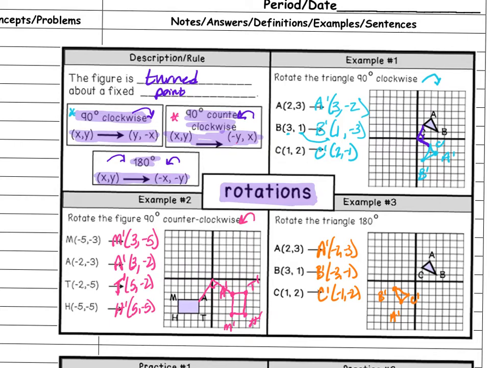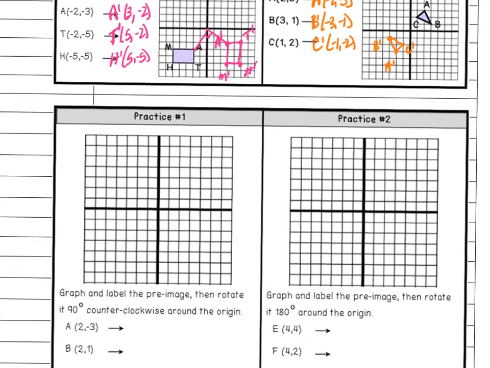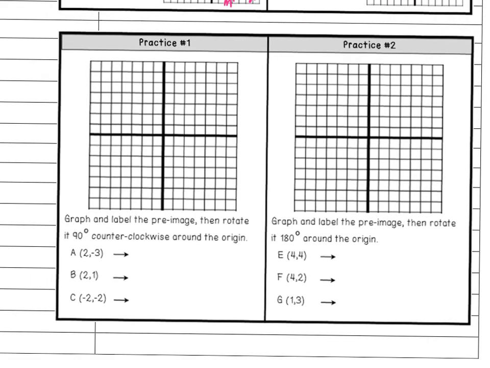Okay, nice job, you guys. Okay, so we have a couple more problems to do. Oh, here we go. A couple more examples here. So it says graph and label the preimage, then rotate 90 degrees counterclockwise around the origin. So here we go.